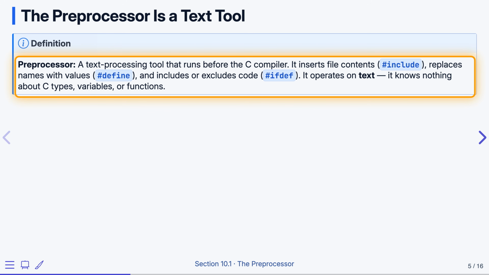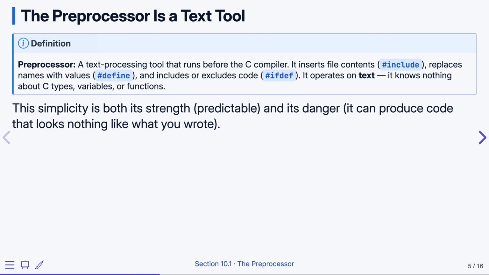Now, the definition. The preprocessor is a text processing tool that runs before the C compiler. It does three main jobs. It inserts file contents with #include. It replaces names with values using #define. And it includes or excludes blocks of code with #ifdef. The most important thing to remember is this. The preprocessor works on plain text. It does not understand C types, variables, or functions. It just copies text, replaces text, and pastes text. This makes it predictable, but it can also produce code that looks nothing like what you wrote.